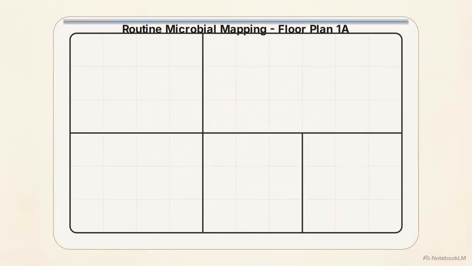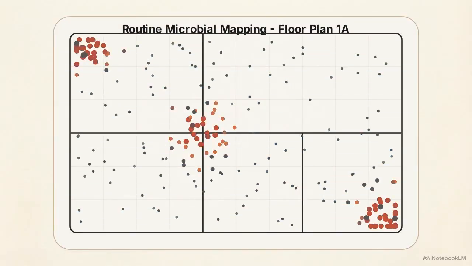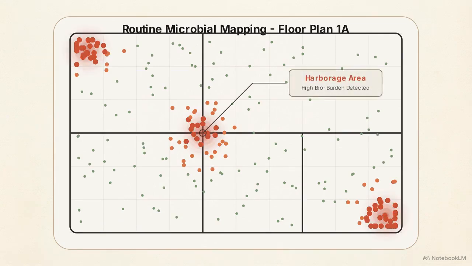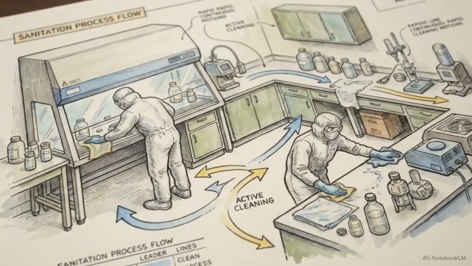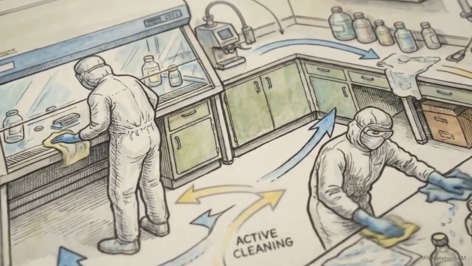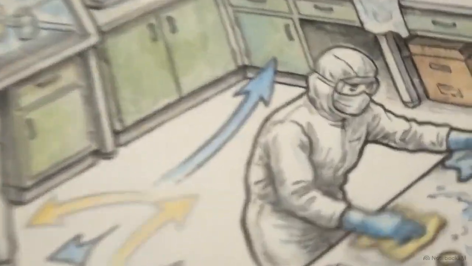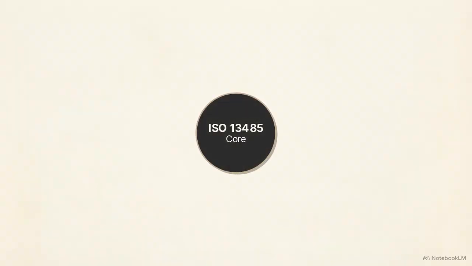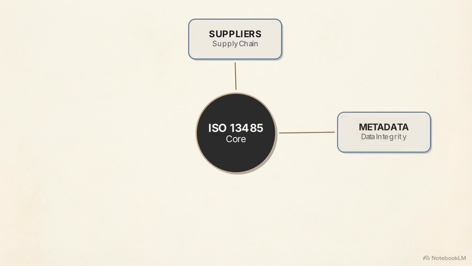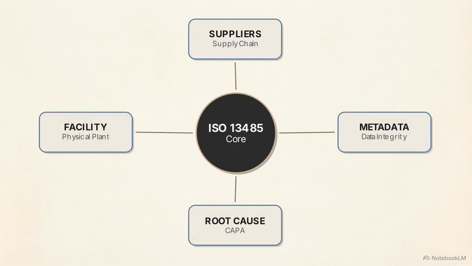Facilities must use routine microbial mapping to turn sanitation into a data-driven process for bioburden control. Physical sanitation must become an active, integrated part of daily operations to meet the new QMSR regulatory standard. When we combine these 4 domains, the central ISO 13485 core connects to supply chain, data integrity, CAPA, and the physical plant. This setup creates continuous feedback loops where risk data is constantly fed back into the central quality system.